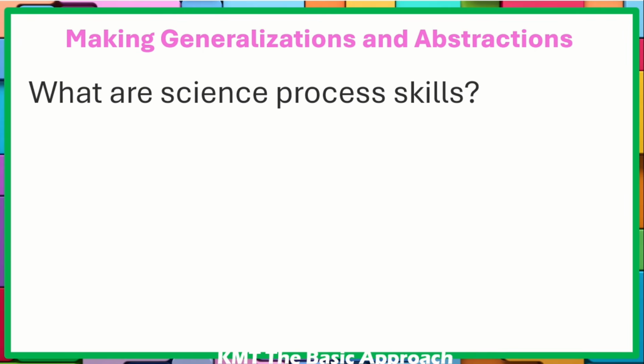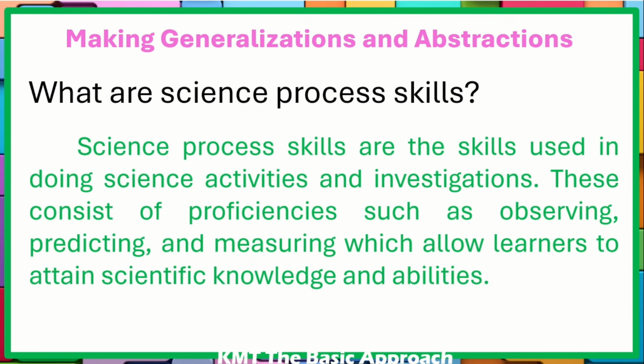Making generalizations and abstractions. What are science process skills? Good job! Science process skills are the skills used in doing science activities and investigations. These consist of proficiencies such as observing, predicting, and measuring, which allows learners to attain scientific knowledge and abilities.